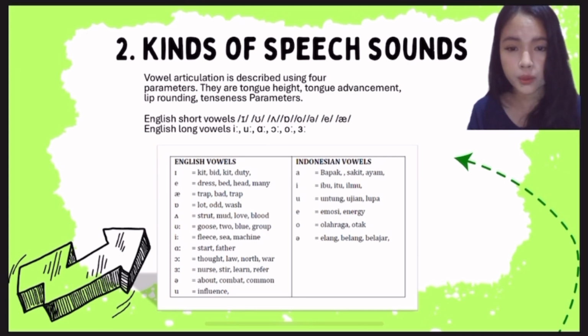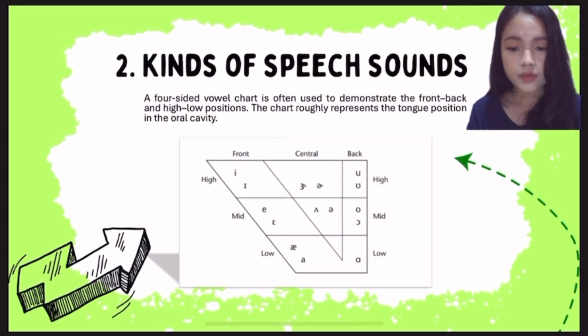The short ones, we can read as E, A, A, O, A, and IA. The English long vowels are E, U, O, A, and E. A four-sided vowel chart is often used to demonstrate the front-back and high-low position.